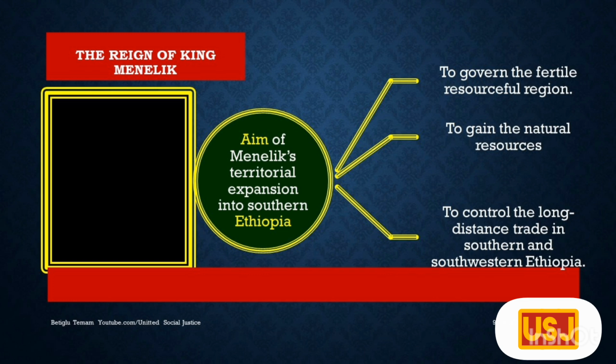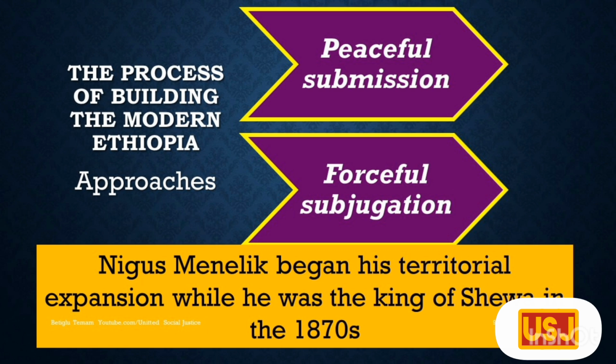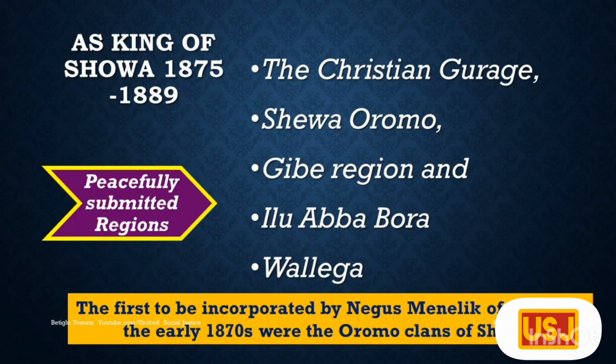Menelik's territorial expansion had 3 phases. The first covered the period from 1870 to 1889, the second stage was conducted between 1889 and 1896. The last stage of the expansion was carried out between 1896 and 1900. Negus Menelik of Shua began his territorial expansion while he was the king of Shua in the 1870s. The first to be incorporated by Negus Menelik of Shua in the early 1870s were the Oromo clans of Shua.